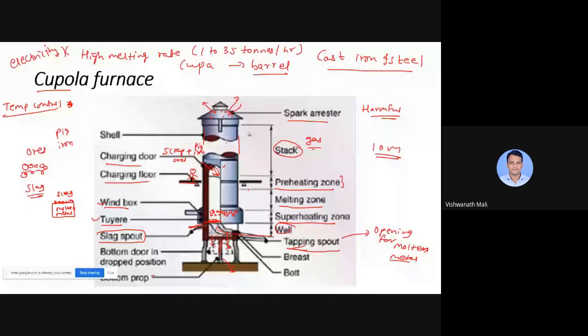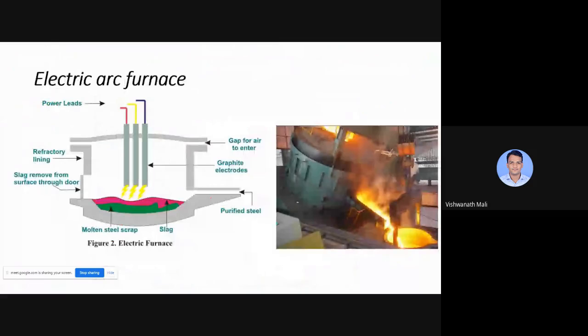And in some cases, due to the increase in pressure, the furnace may blast. Okay, whatever the crucible we are using, here you can see the fire bricks. Okay, it may blast when we pour the molten metal, when we increase the pouring temperature. So it may hit the fire bricks. Okay, it may damage them. So those things can happen when we increase the temperature more. Then, okay, next is the electric arc furnace.